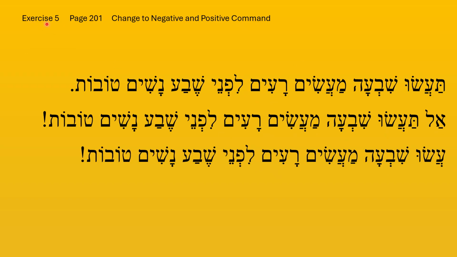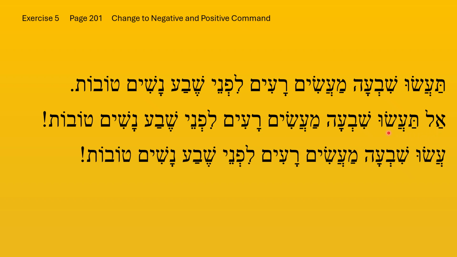And our last one from exercise 5. Ta'asu shiva ma'asim ra'im lifnei sheva nashim tovot. So you will do 7 evil deeds in front of 7 good women. Okay. How they come up with these sentences, I don't know. I don't judge. I just read.